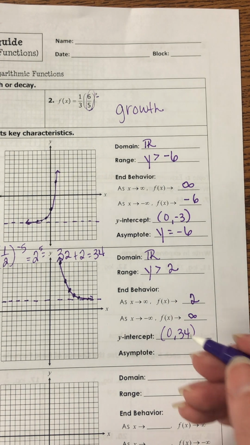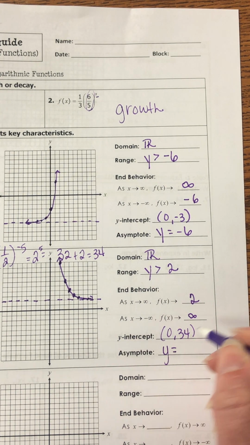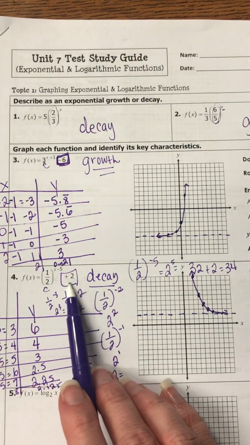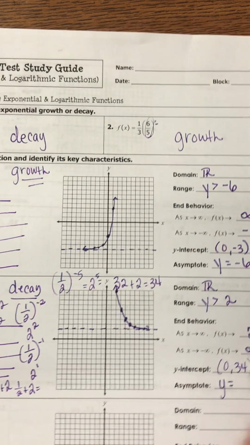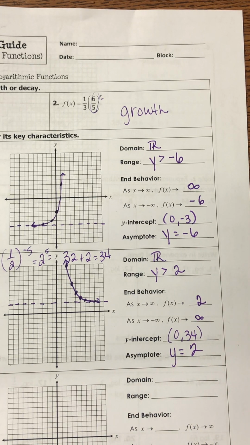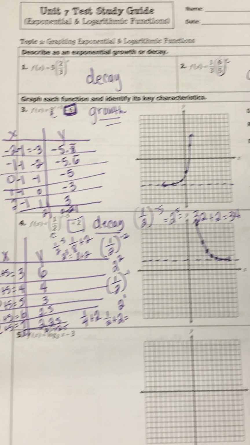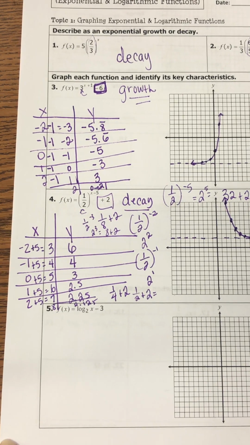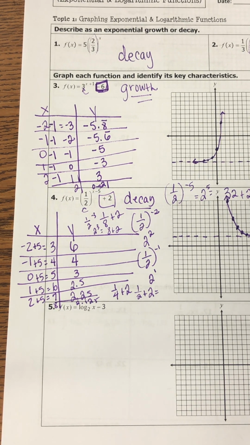Now our asymptote is going to be y equals whatever is added or subtracted outside the function. So that's going to be y equals 2. And that's going to be our exponential decay function. Now on number 5, what I would like to do is find the exponential function and I would like to find the logarithm.